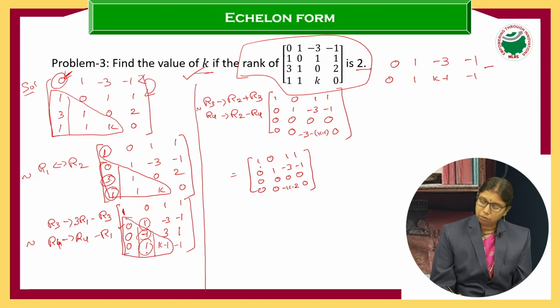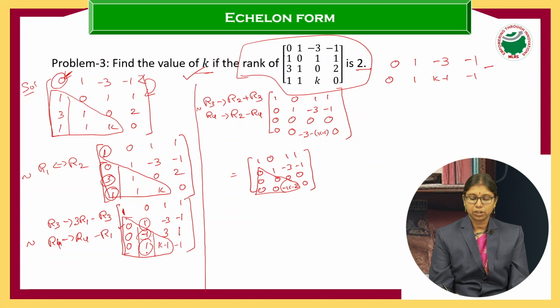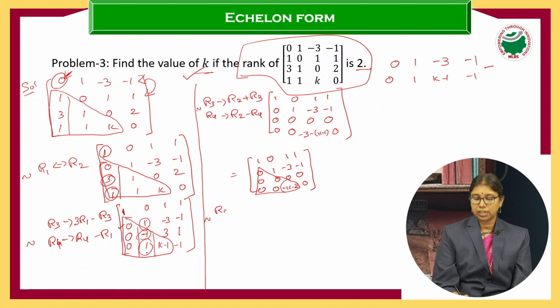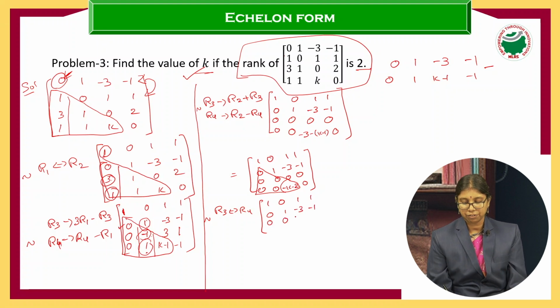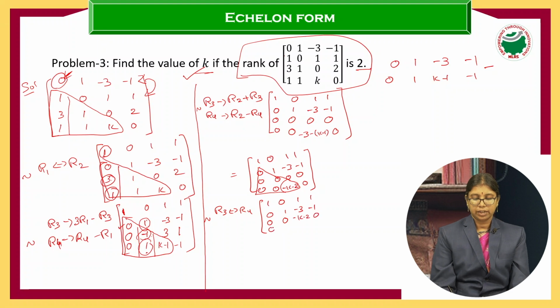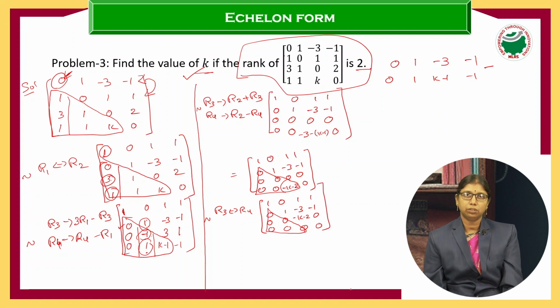Okay. Now, we got, still we have one more value. We have to convert minus of k minus 2 to 0 to get upper triangular. So, since the corresponding value in the third row is 0, here again I will interchange two rows. That means interchange R3 and R4. Then you will get 1, 0, 1, 1, 0, 1, minus 3, minus 1. Now in place of R3, you have to take R4. R4 is 0, 0, minus k minus 2, 0, and R3 is the 0 row. Now see, we got an upper triangular matrix. All the lower diagonal values are converted to 0.